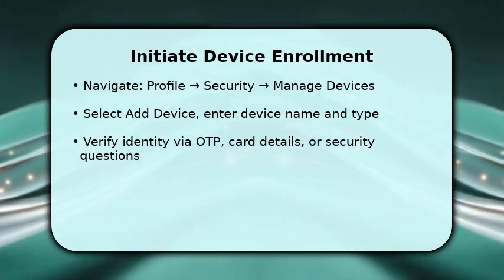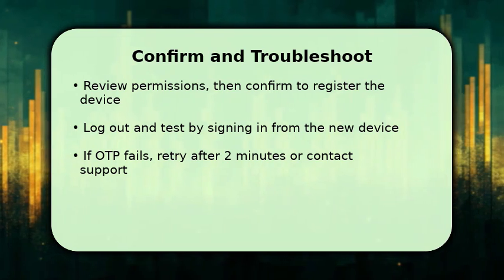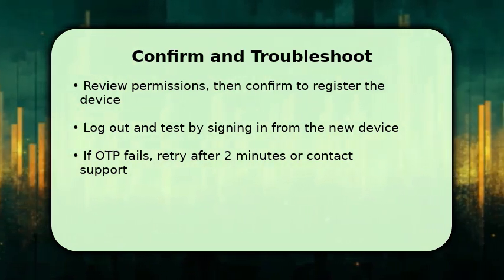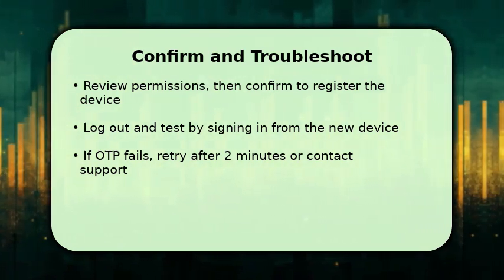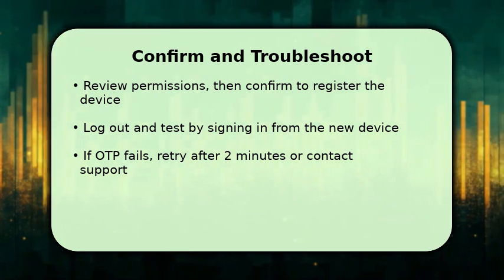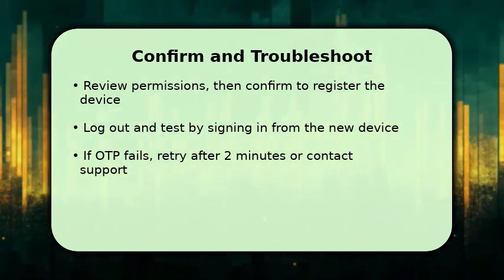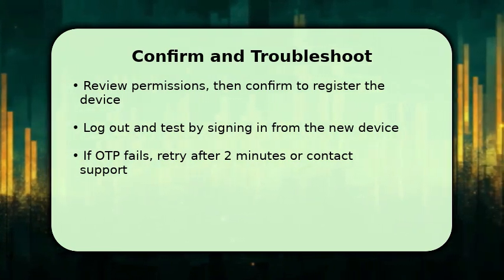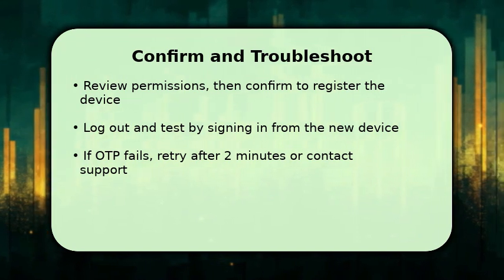After verification, review requested permissions and confirm to register the device. The portal will show it in your trusted device list. Log out, then test by signing back in from the new device to ensure smooth access and that no extra authentication blocks you. If something goes wrong, make sure time and date are correct on your device.